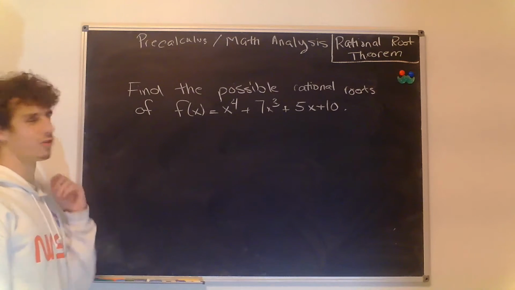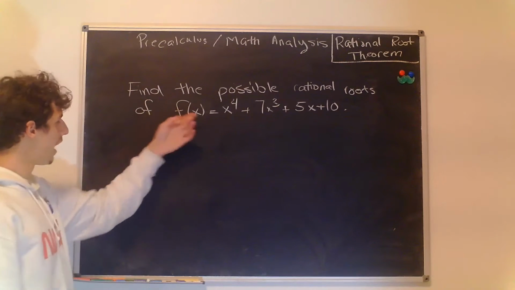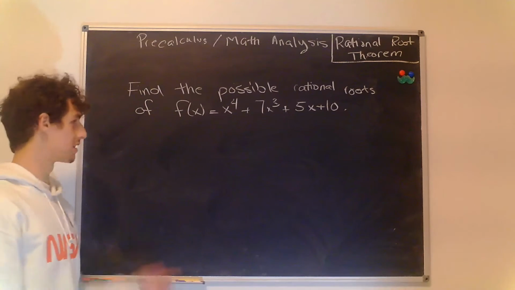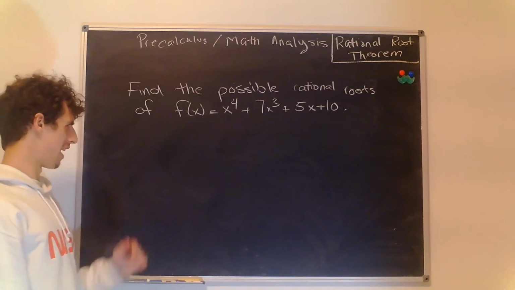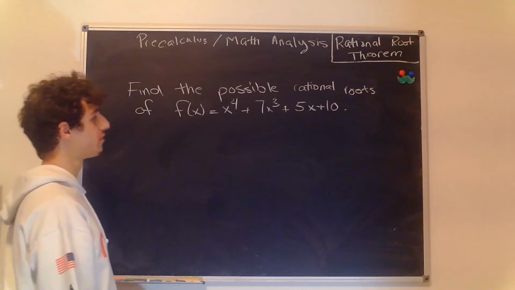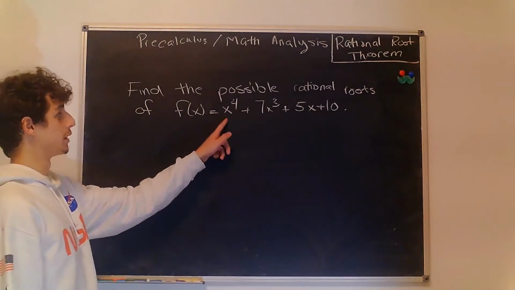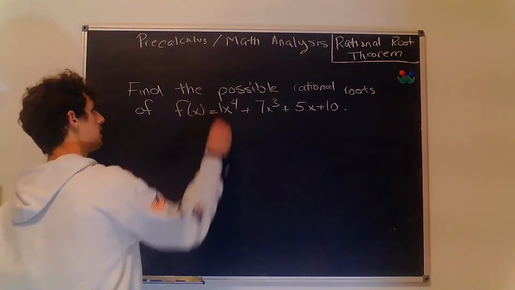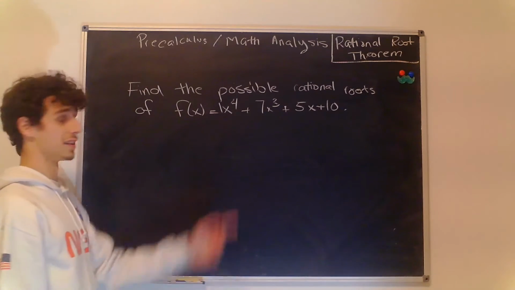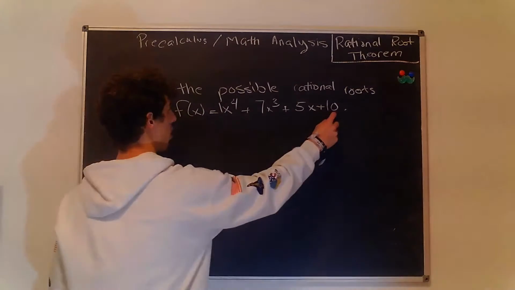Okay, so here we have our first example, and it asks us to find the possible rational roots of f of x equals x to the fourth plus 7x cubed plus 5x plus 10. Now notice, by the rational root theorem, what we want to do is factor the coefficients of the constant term and of our highest degree of x. But notice, there is an implied 1 out front of this x to the fourth term, and so the only thing we really need to factor is this constant term.